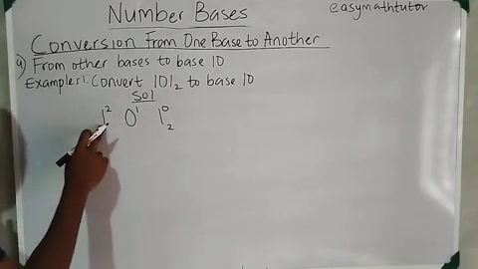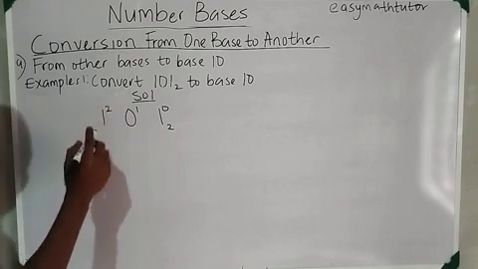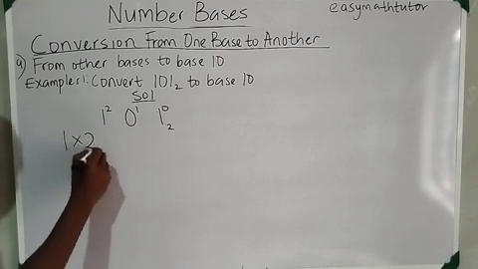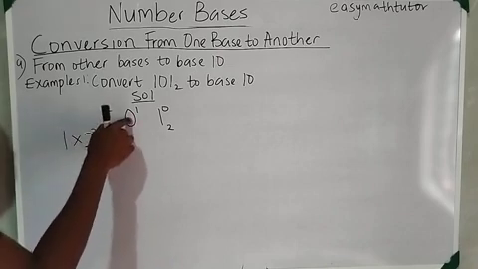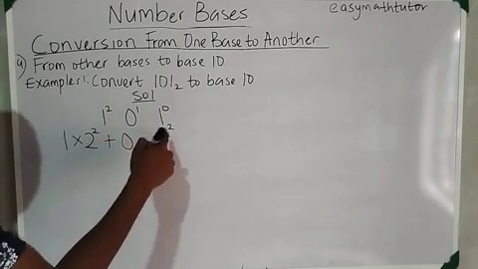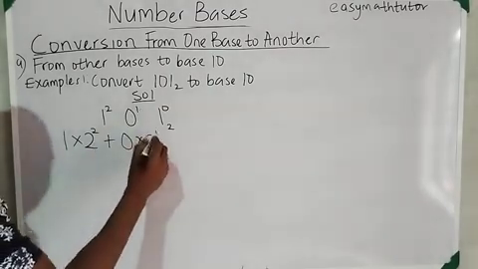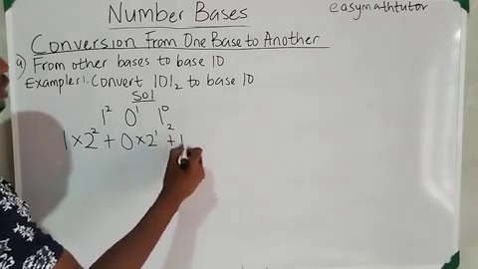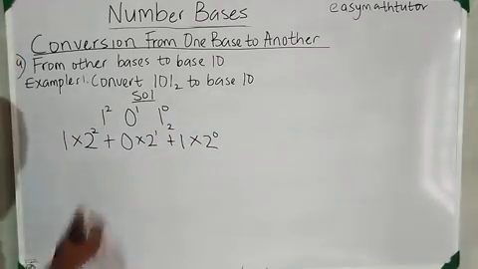Now, after doing this, we are going to multiply. We are going to first take this 1 and multiply it with the base raised to the power it has. What that means is we are going to have 1 multiplied with the base 2 raised to this power 2. Then plus, we are going to do the same thing for this 0 and this 1. So we are going to write 0 multiplied with the base 2 raised to the power 1. Also, we are going to add it to the last number, 1 multiplied with the base 2 raised to the power 0. So now we can solve.